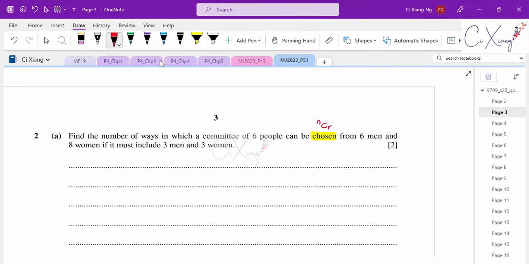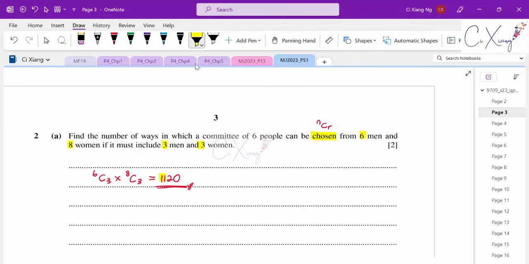So chosen from 6 men and 8 women, if it must include 3 men and 3 women, you want to select 3 men from 6 men and also 3 women from 8. Therefore, to form this committee, the number of ways will be: 6 men, I want to choose 3 of them to be in the committee, and also 8 women, I want to choose 3 of them to be in the committee. So it will be 6C3 multiplied by 8C3. And the answer should be 1120.